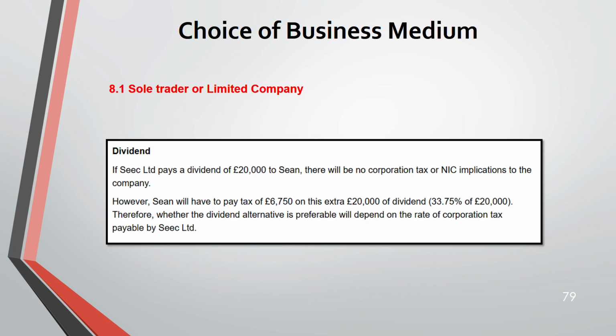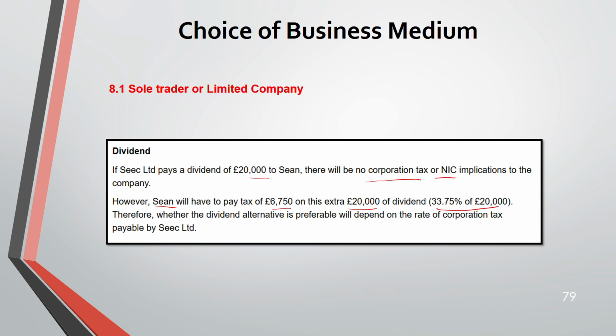Now, dividend. If he pays dividend on company, no corporation tax, no NIC. But for Simon, he has to pay tax of this on the extra 20,000 dividend. Because he's a high rate taxpayer, so 33.75. Remember, the 500 was already utilized because before he had received dividend in the same year.